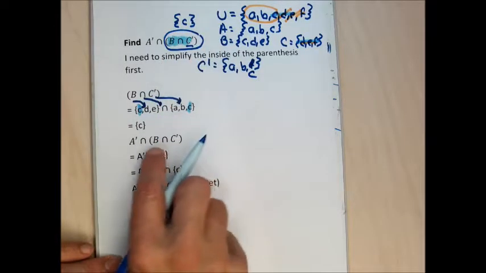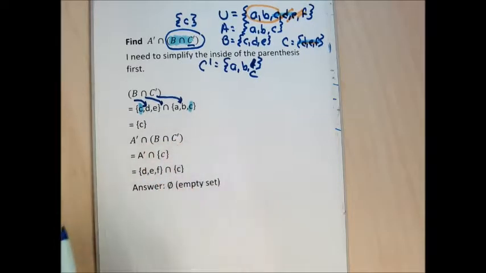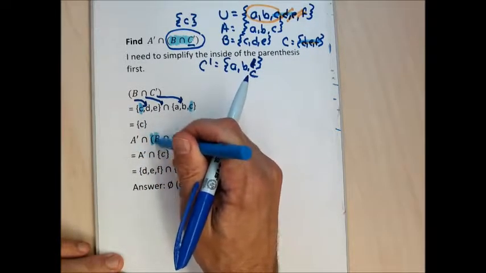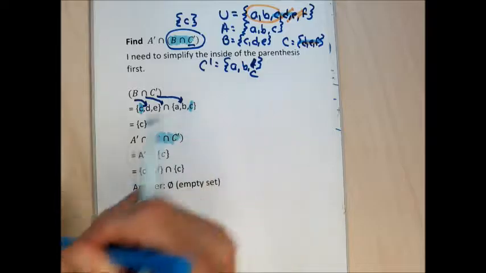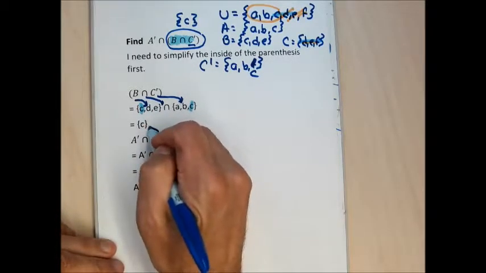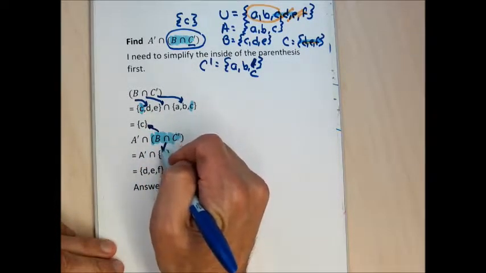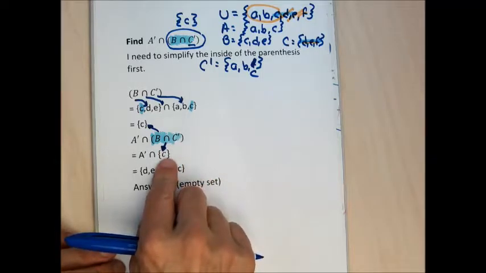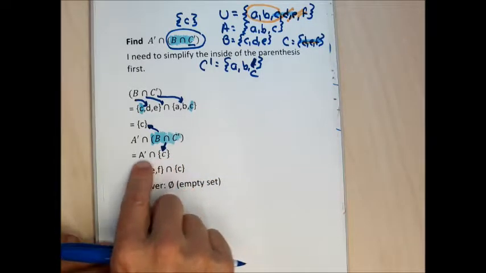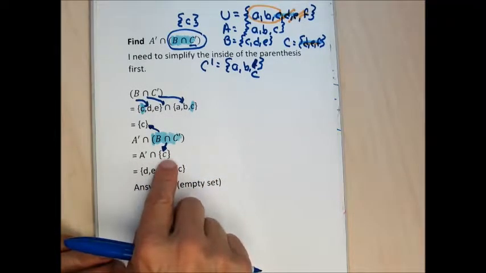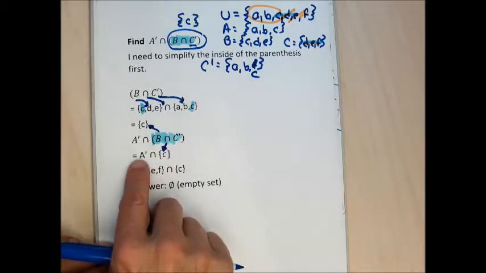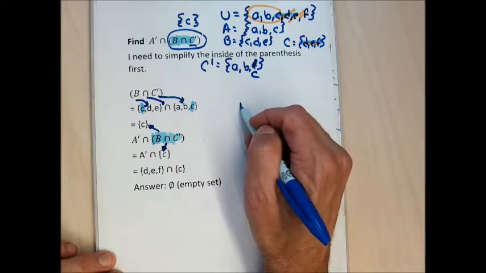I took the original problem, and in my original problem it had a parentheses, but I know that parentheses is equal to the set containing C, and so that's what I wrote on my next line. So I got my parentheses done. Now I can do A complement intersection that set, but I don't know what A complement is just yet, so let me figure out what A complement is.